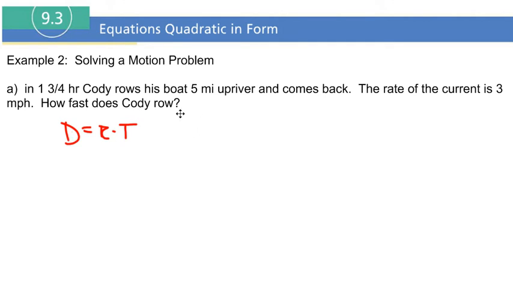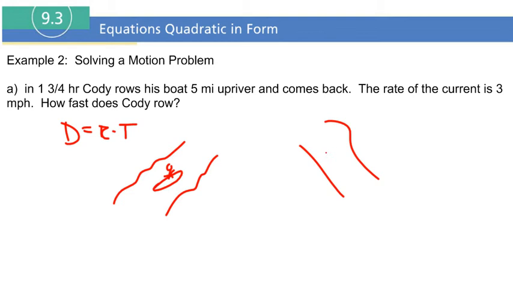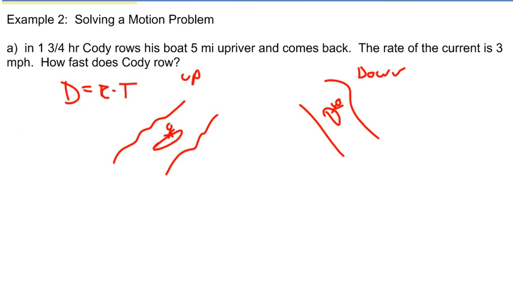So Cody here, he's going up the stream. Here he is in his little boat. Hi, guys. And then he also goes down the stream. So basically we're going to have two equations here, and we're going to use both of them. Let's derive an equation for Cody's distance, rate and time based off of him going up the river and him going down the river.